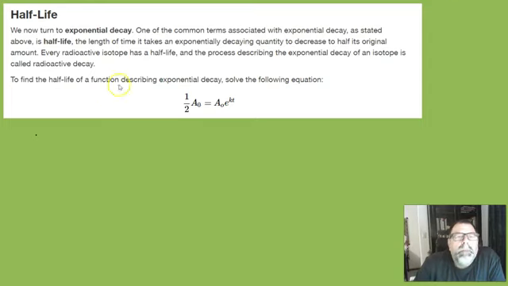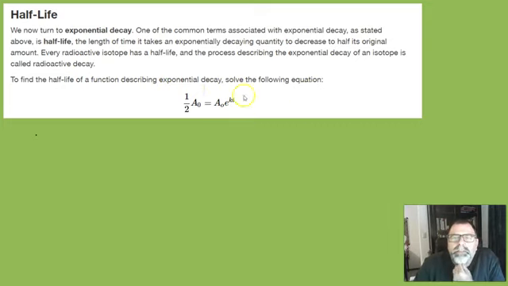Okay, half-life. We now turn to exponential decay. One of the common terms associated with exponential decay, as stated above, is half-life, the length of time it takes an exponentially decaying quantity to decrease to half its original amount. Every radioactive isotope has a half-life, and the process describing the exponential decay of an isotope is called radioactive decay. To find the half-life of a function describing exponential decay, solve the following equation.